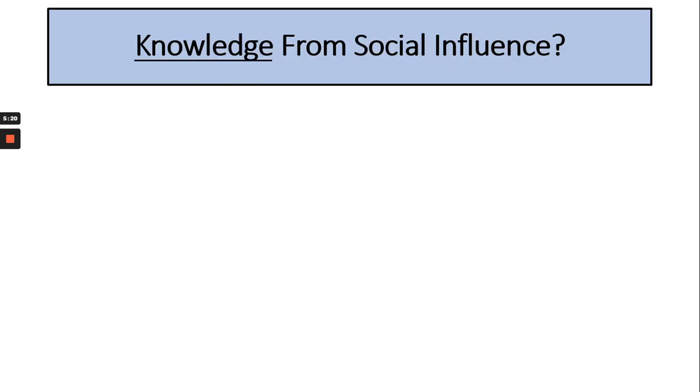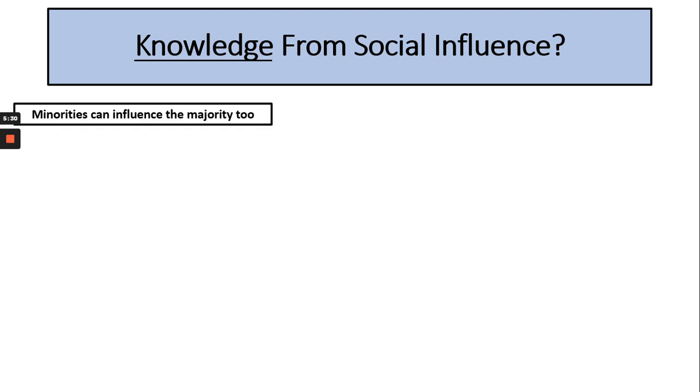Before we start, let's look at what you should know already: your knowledge from social influence. You've studied the whole of social influence, and I hope it was really enjoyable. What knowledge should you now know? You should know that minorities can influence the majority too. That should have come from your studies.